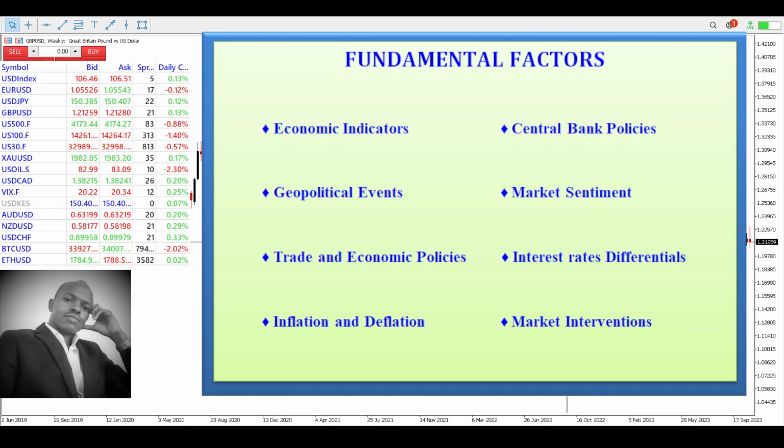So the third fundamental factor is geopolitical events. Such events we are talking about, like the crisis right now between Israel and Hamas, or the crisis between Russia and Ukraine. Typically, political instabilities, elections, and geopolitical developments have a huge impact on how the affected currency fluctuates. Uncertainty or conflict can lead to safe haven currencies like the US dollar and Swiss franc strengthening.